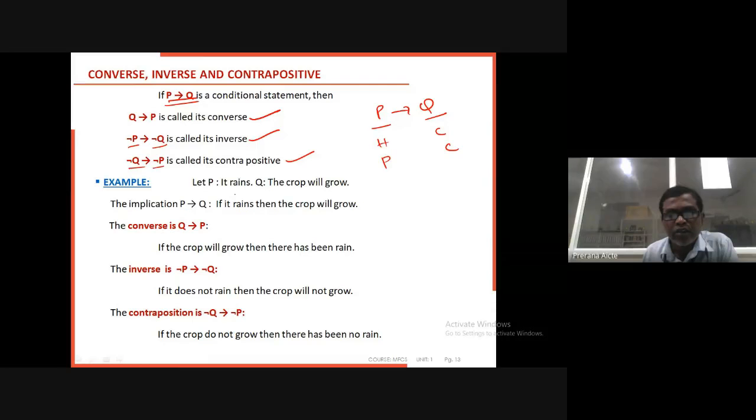If it rains, then the crop will grow. The converse is: if the crop grows, then there has been rain. The inverse is: if it does not rain, then the crop will not grow. Not will be added on both sides. For the contrapositive, we need to reverse the roles as well as apply the negation to both. Then we get it like this. So these points we already know very well.